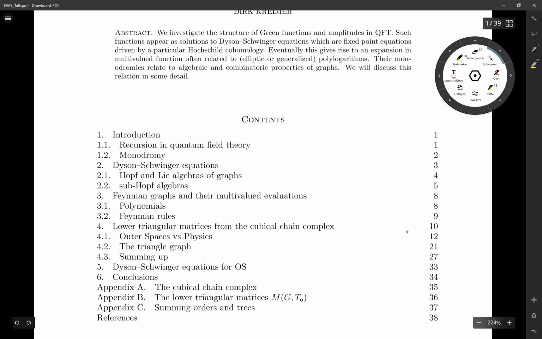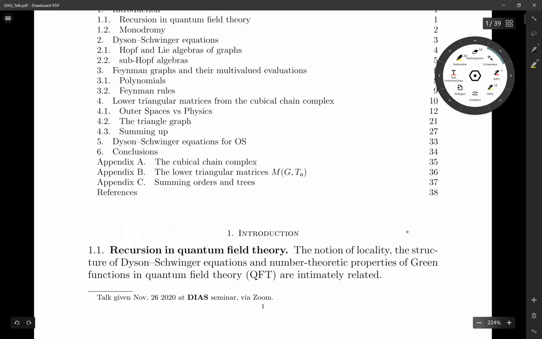And these multivalued functions are, in simple cases, known as polylogs, and they are also known as generalized polylogs or elliptic polylogs when you go to a higher loop level and when you have more than 3 loops. It's basically not known what they are, but some of their properties are known. The good thing, which stabilizes the situation, is that the monodromies you get relate to rather combinatoric and algebraic properties of graphs, and there's a rather growing community of mathematicians in graph theory and number theory who look into these properties. So let's see what you have.